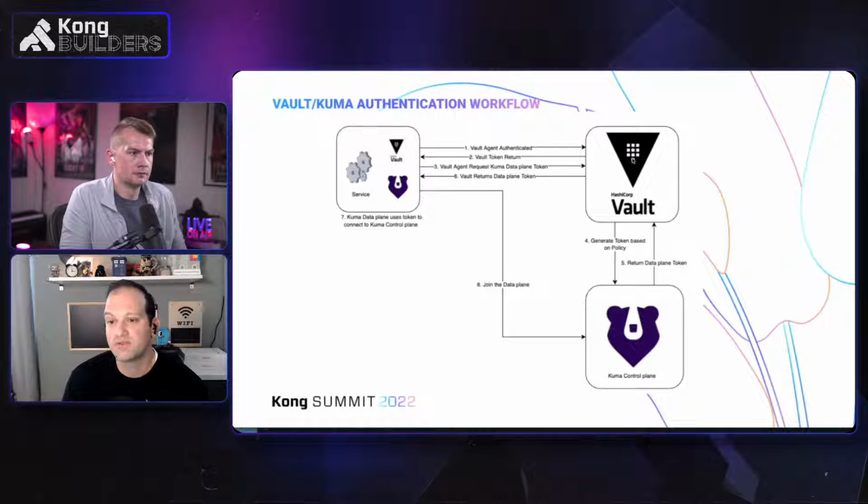So the agent will authenticate against Vault and then get back a Vault token. Now, we're not interested in the Vault token. We're interested in the Kuma token. So on behalf of the Vault token, we'll then request a dataplane token based off of the config we put in the agent, and that will return back the dataplane token. And then it will take that dataplane token and start the dataplane service, which will join our mesh.